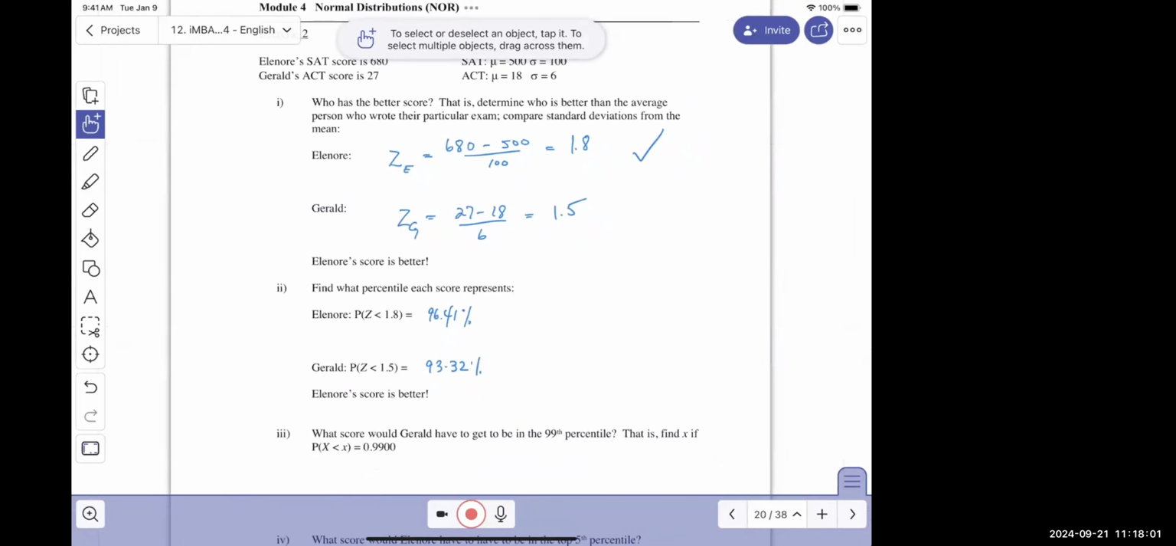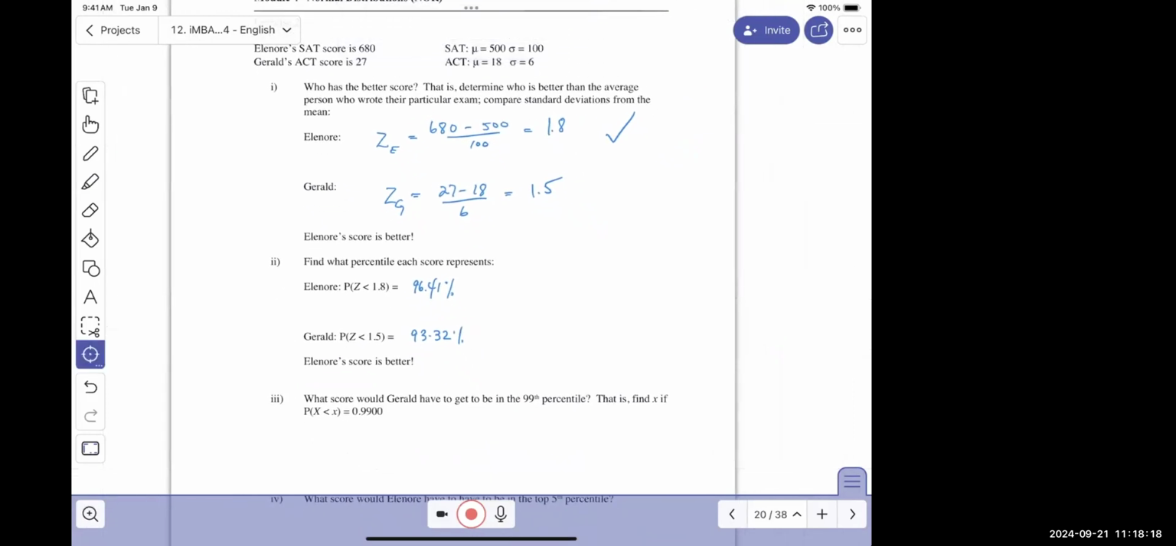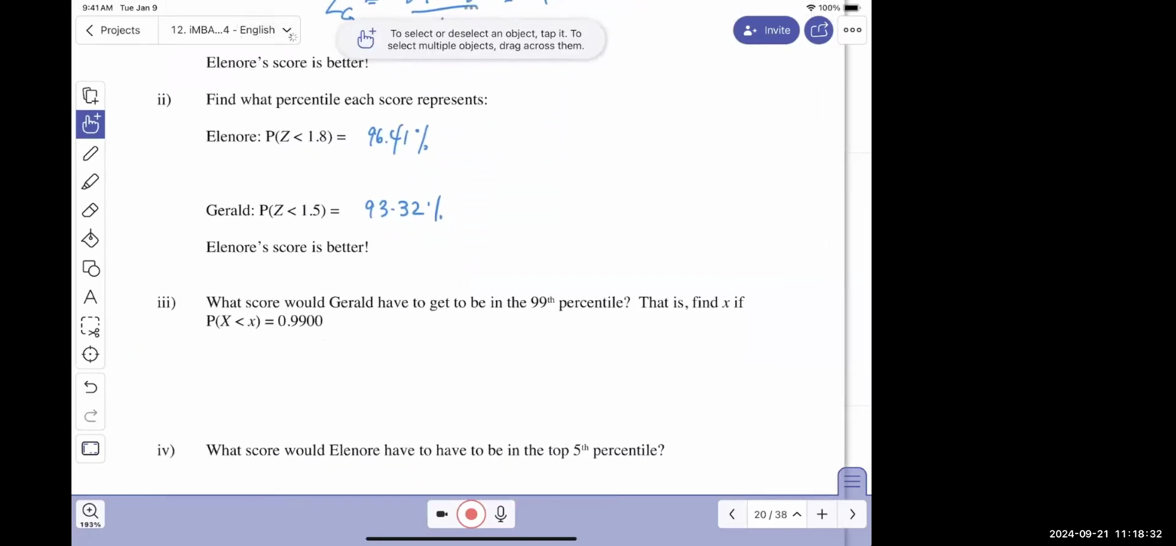Now we have 10 minutes for me to work on the backward type problems. The problems I call type 2 problems, Z type 2 problems in my description. What score will Gerald have to get to be in the 99th percentile? He's only in the 93rd. So I'm going to write that like this, but what I'm going to do is draw it. I'm going to sketch it so I can understand or convey to you what's going on.